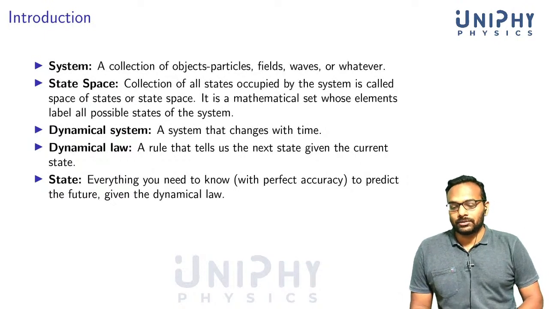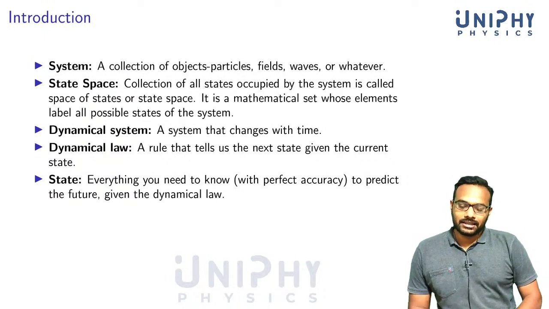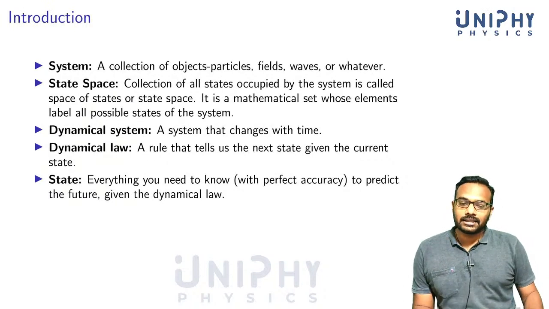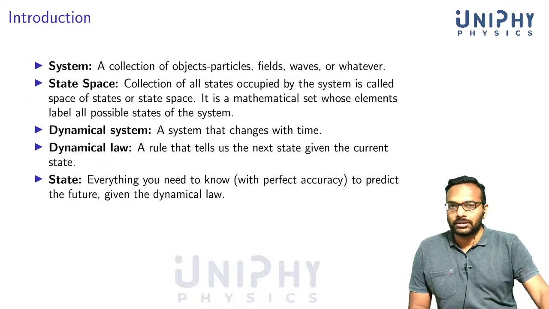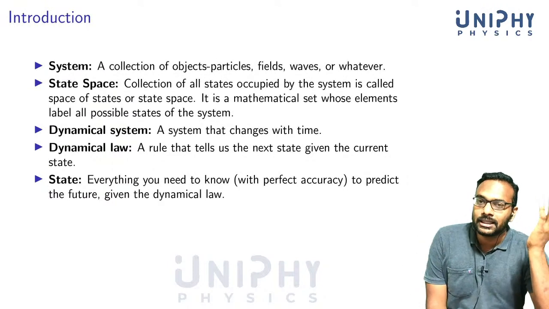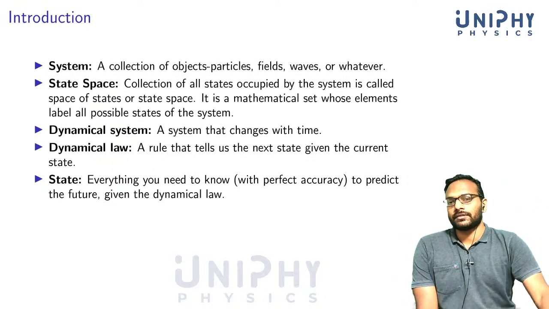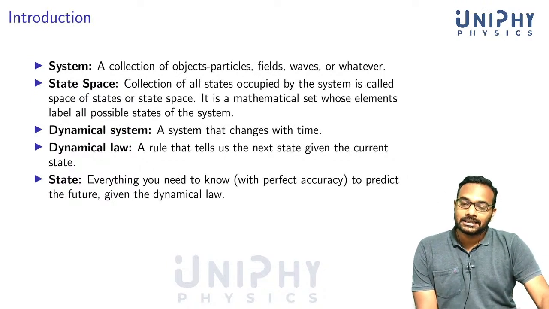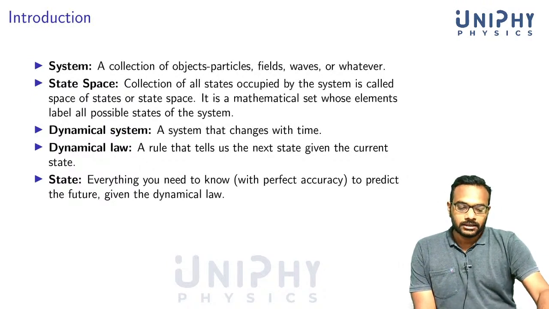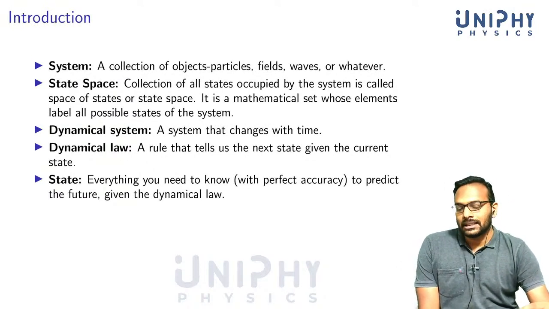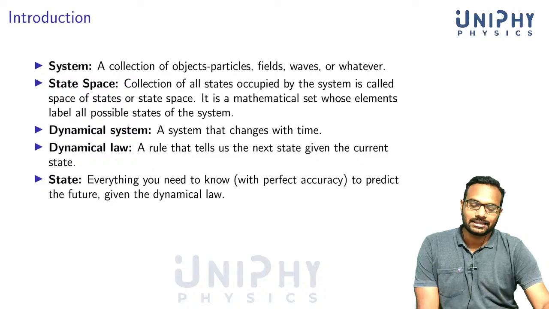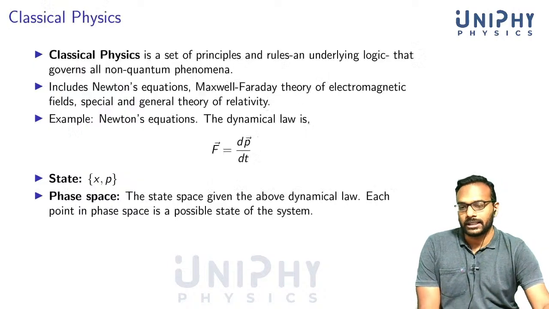And finally, we will discuss what we mean by state. By state, generally what we mean is everything that you need to know with perfect accuracy to predict the future given the dynamical law. Suppose you know the dynamical law to be Newton's equation. What information do you need in order to predict the future of the system or find the state of the system at any other time? This is known as the state of the system. I take effort to clearly define these things because these words have slightly different meanings in quantum mechanics and classical mechanics. At least the meanings that we get in our mind are different.